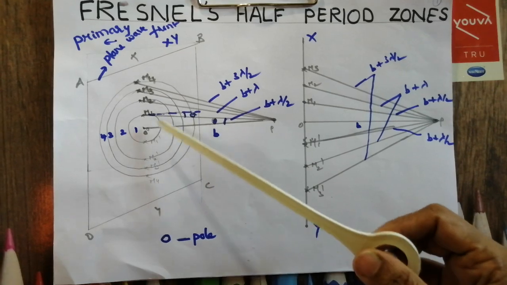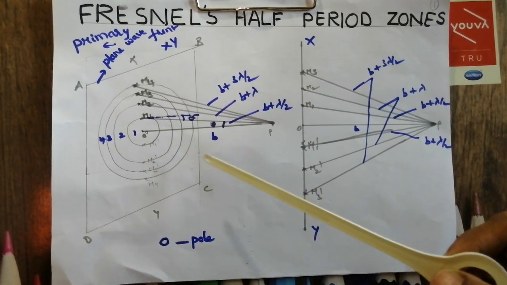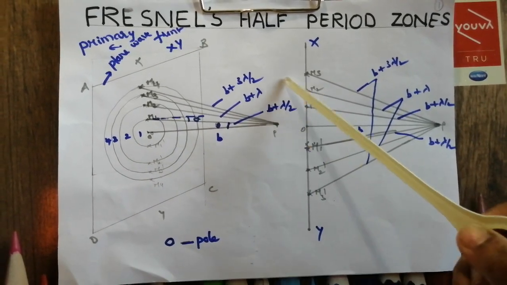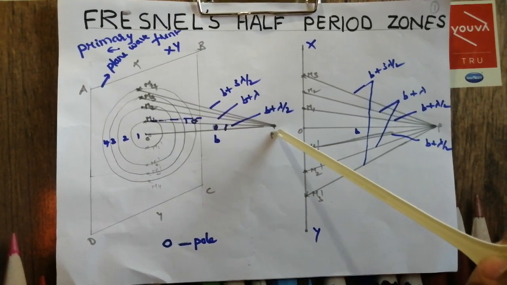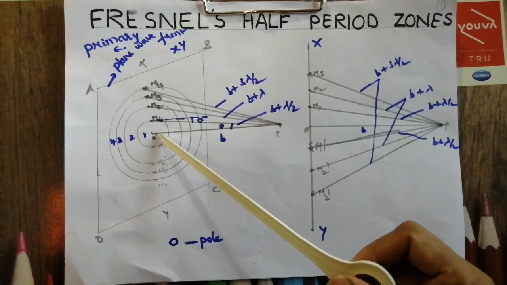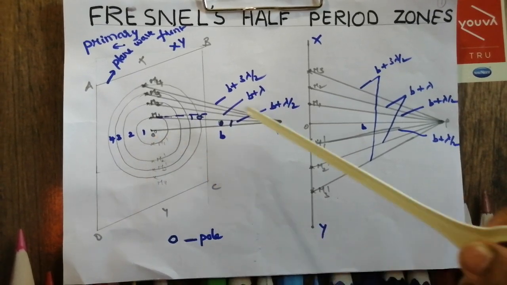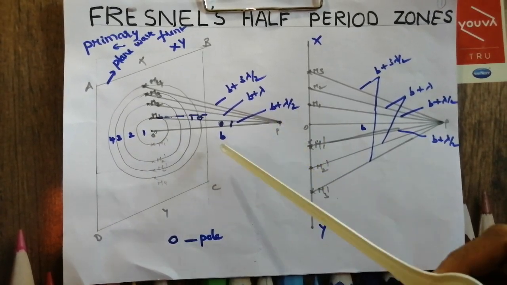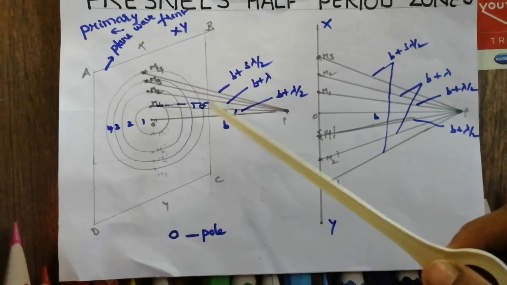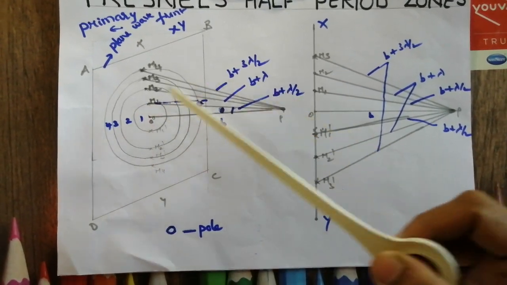Then let us divide this plane wavefront into circular zones known as Fresnel's half-period zones. To get these circular zones, suppose P is a point on the screen. We want to study the intensity at the point P. This O is the pole, that means this is the origin of all circles, and the distance of this O to the P is B. Now to divide half period zones, the next line is the ray M1P.